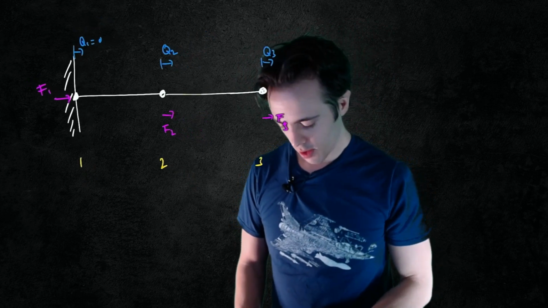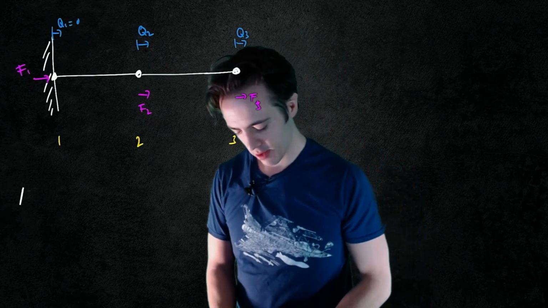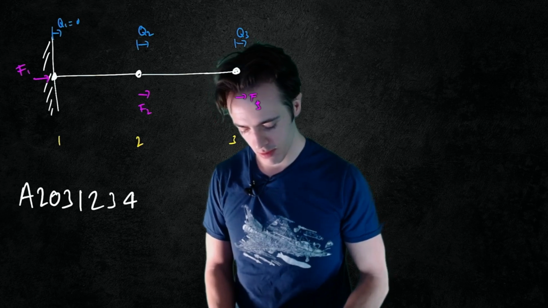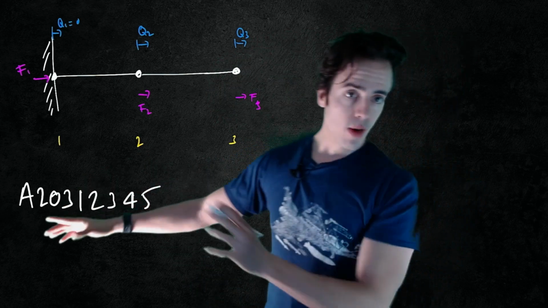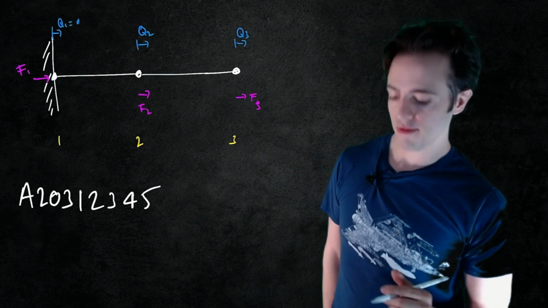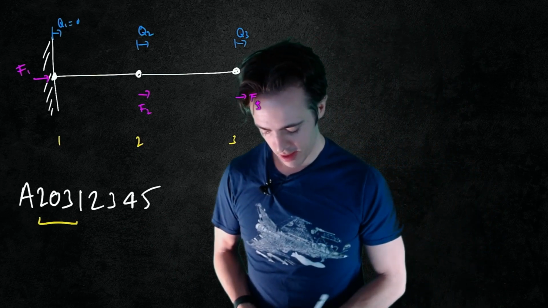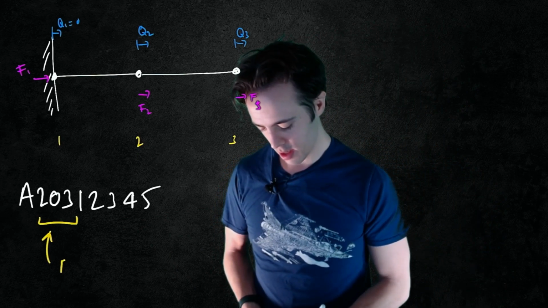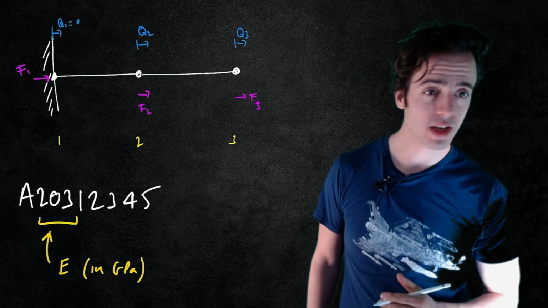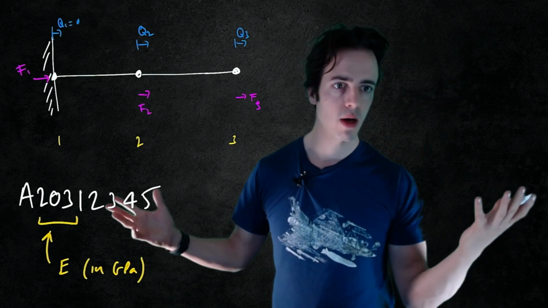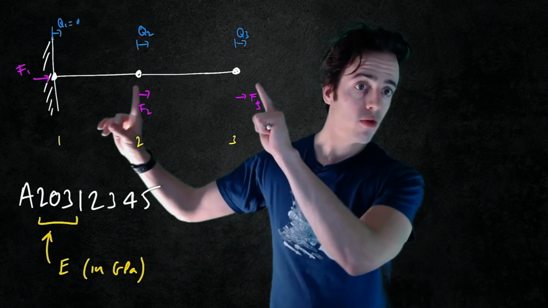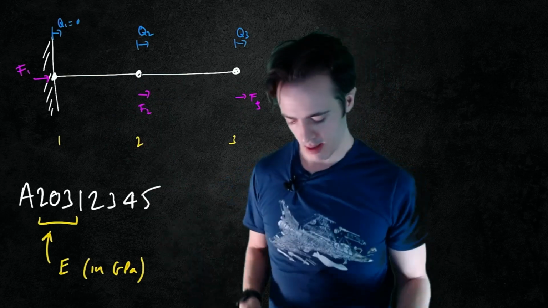So I want you to take your student numbers, say 203, 1, 2, 3, 4, 5. Student numbers all look something like this. You've all got roughly the same first 3 digits. You've then got 5 digits afterwards. So your first 3 digits are your E in gigapascals. You're either going to have 203 or 204, or maybe you might have 205 or 202, but that will be your Young's modulus for both of these elements.